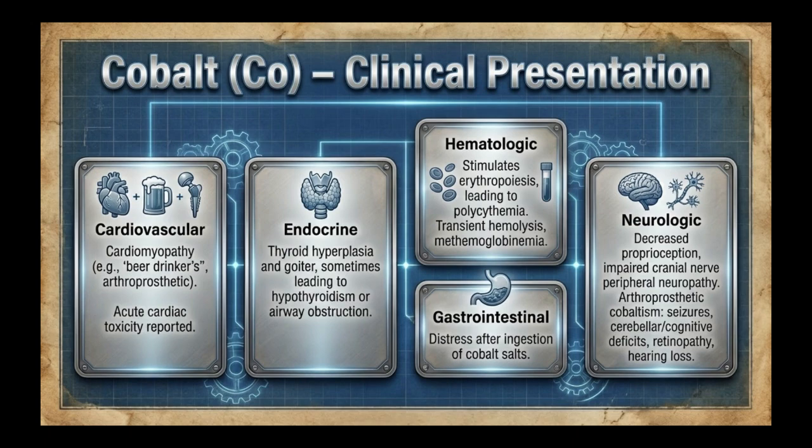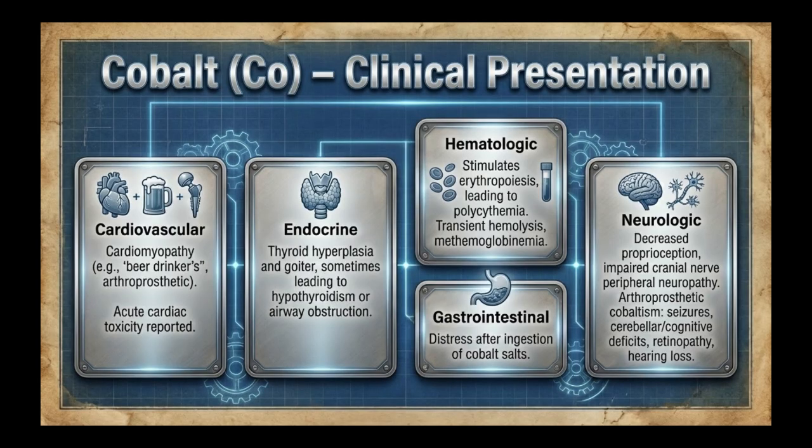Cardiovascular effects, particularly cardiomyopathy, are prominent. The condition known as beer-drinker's cardiomyopathy was linked to cobalt sulfate found in beer. Although often associated with chronic alcoholism and malnutrition, acute cardiac toxicity from cobalt poisoning has also been reported. Additionally, some patients with cobalt released from arthroprosthetic devices develop cardiomyopathy. The endocrine system can also be affected by cobalt exposure. Both acute and chronic exposures may cause thyroid hyperplasia and goiter, which can sometimes lead to clinical hypothyroidism and, in severe cases, airway obstruction.